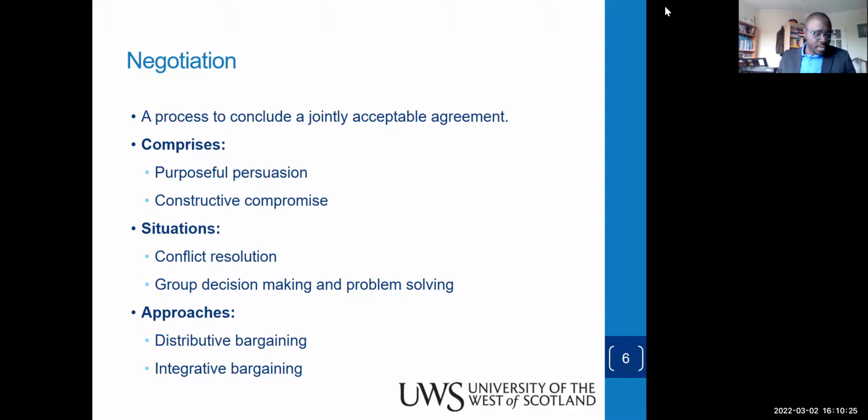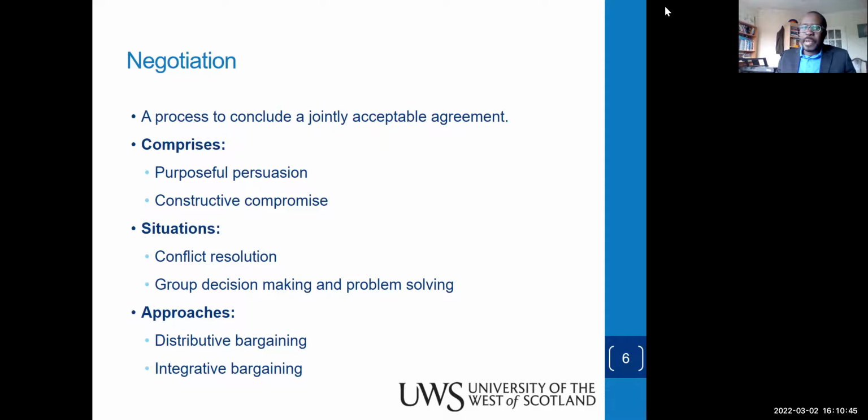Now, in terms of negotiation, we are given three normal themes that come up. It comprises two elements, it has two situational elements, and it involves two approaches. Okay, let's look at what it comprises.